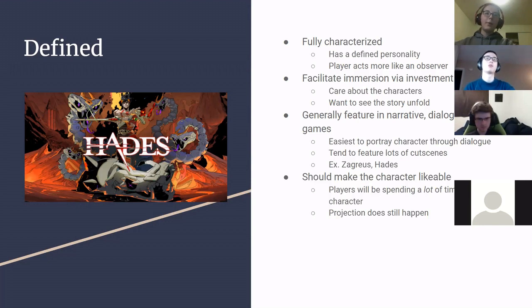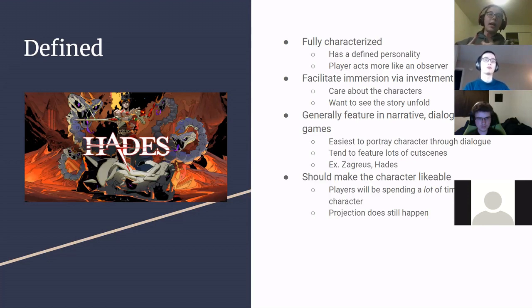And as you can probably imagine, these generally feature in very much more narratively driven games, very much dialogue driven games, especially because it's very, very easy to show character in dialogue. It's kind of hard. Games don't really have very many other mediums to get character across. And if you do, you have to build it specifically. It's kind of difficult to do anything outside of dialogue. Cutscenes are usually pretty common as well, but they don't have to be.